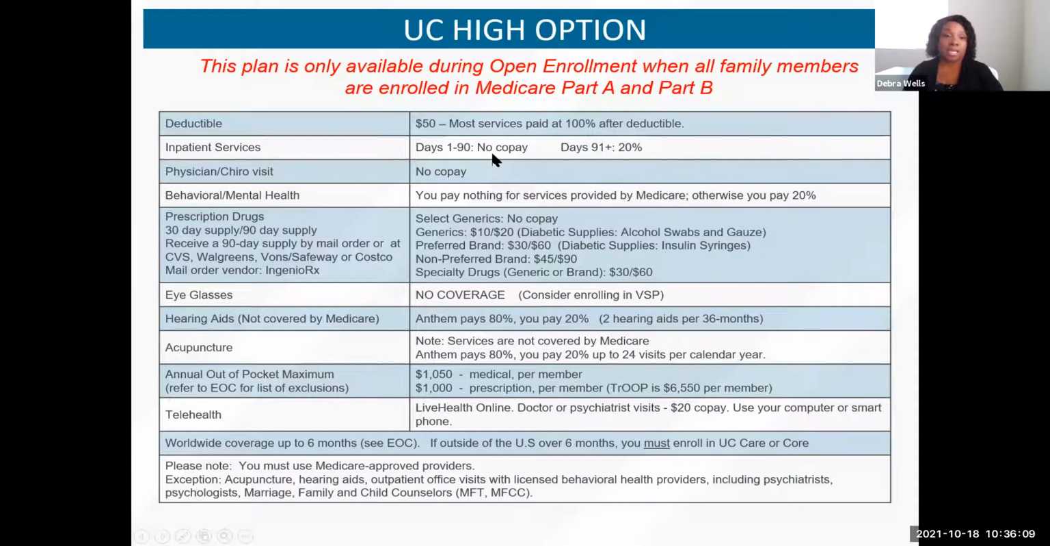Days 1 through 90 have no copay. Days 91 or more, you pay 20% per day. Your office visits are no copay. So you have a lot of retirees that will choose to enroll in the high option plan because most of the services are covered in full. Most, not all. But it is our plan that costs the most, so it has the highest premium. So you want to make sure that this plan is for you before you enroll.